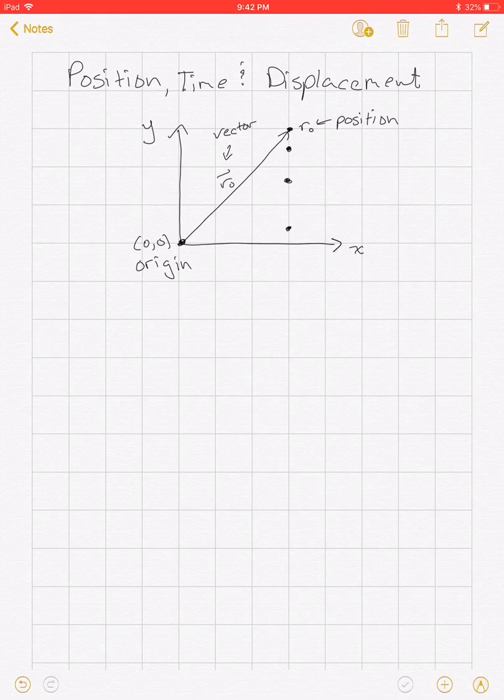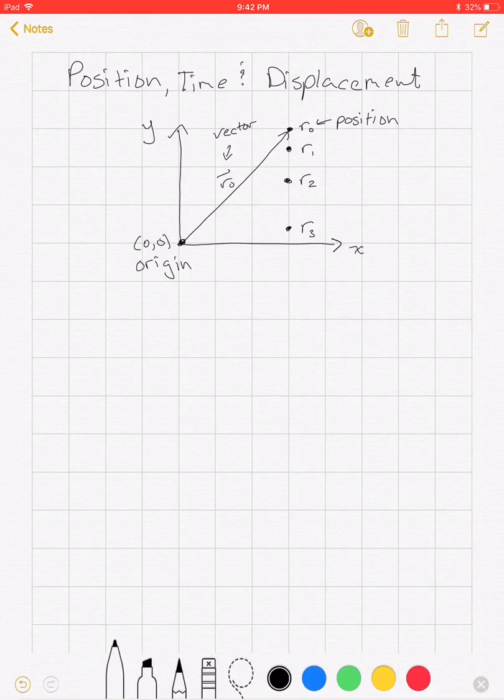Now, if this is our second position here, and the third, and the last position, we can create vectors for each of these. I'm going to use different colors just to illustrate what I'm doing. This vector is called R1, and the little arrow above it represents that it's a vector. This vector is R2. And finally we have R3. The fact that it's a vector is indicated by the little arrow over it.